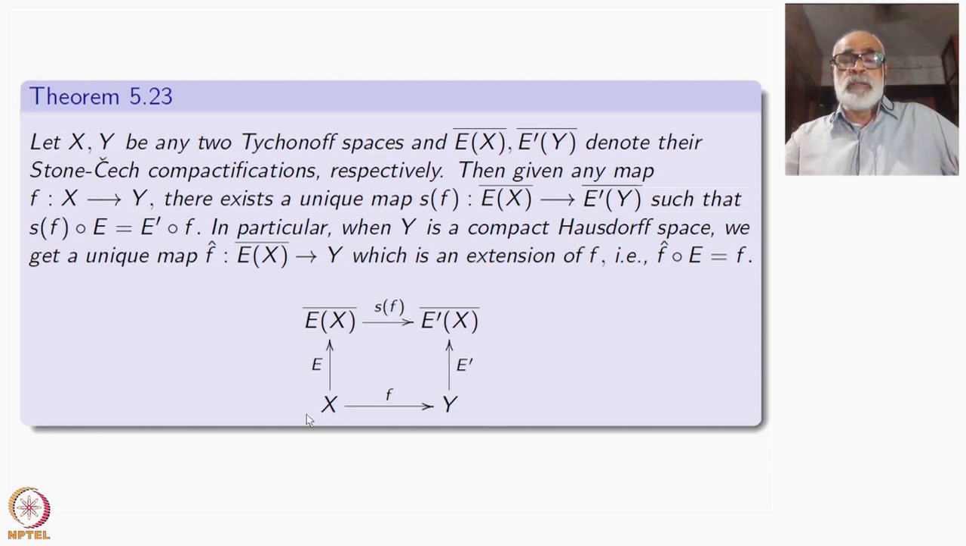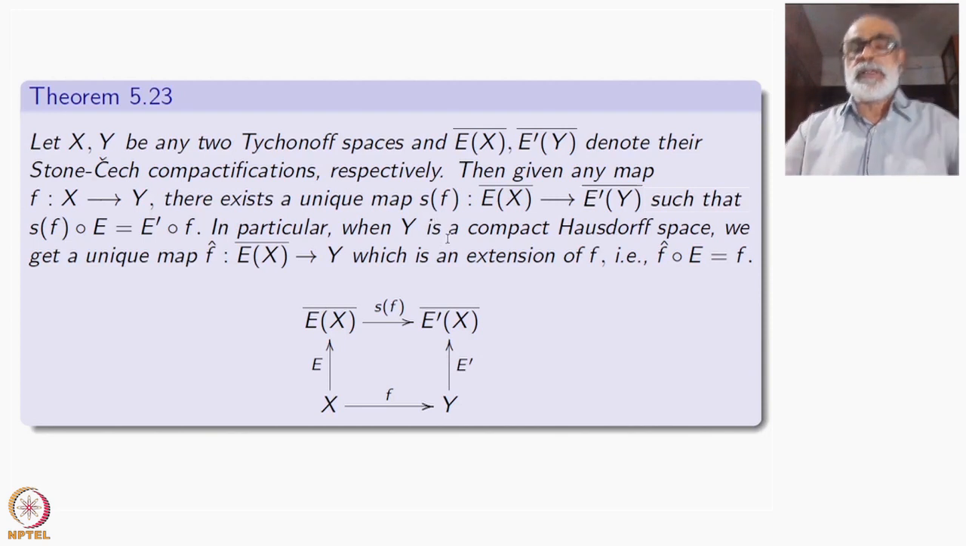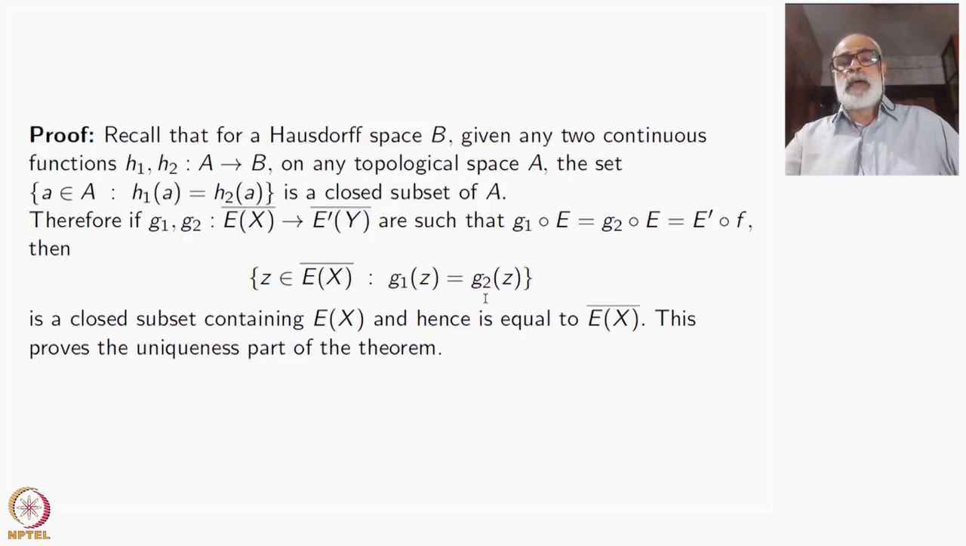This means commuting continuous functions which have this commuting property, namely SF composite E equals E prime composite F. Now I have to show the existence because of uniqueness, then I can name it, it just depends upon F. So I am calling it SF, S for Stone-Cech compactification. F is any given continuous function between these spaces, which must be Tychonoff spaces so that I can talk about Stone-Cech compactifications here. So let us go to the existence part.